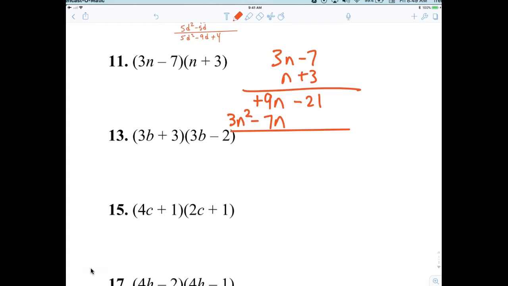Now remember, I want you to understand it's just like you did in 2nd and 3rd grade when you first learned to do multiplication. That's why it should be simple if you do it this way. It's the same. So now I end up with 3n squared plus 2n minus 21. Is everybody feeling pretty good about that? It's not difficult.